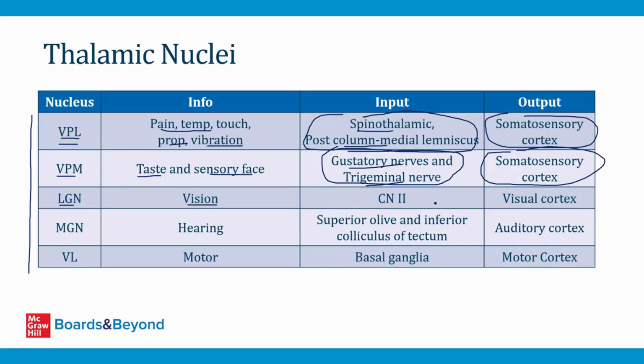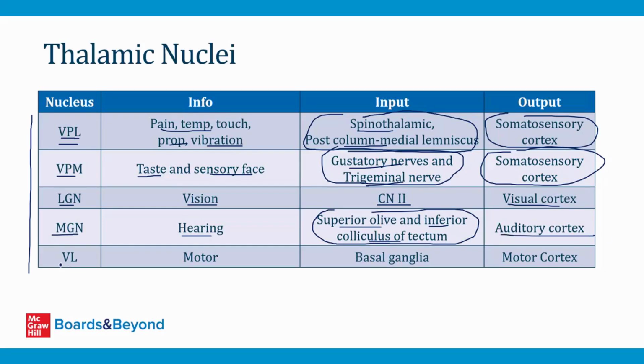It receives sensory information from cranial nerve 2, and then it relays that onto the visual cortex, which is found in the occipital lobe. The medial geniculate nucleus receives sensory information on hearing. So it comes from these regions of the brainstem that pick up sensory information on sound. These are regions with strange names like the superior olive and the inferior colliculus of the tectum. But anyway, this information goes to the medial geniculate nucleus of the thalamus, and then from the thalamus, it's relayed on to the auditory cortex.